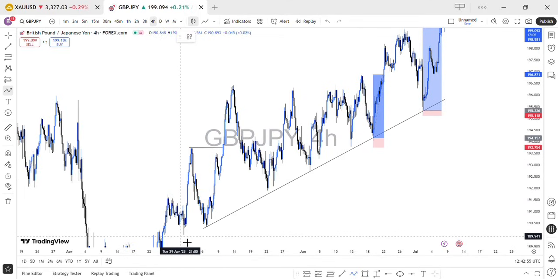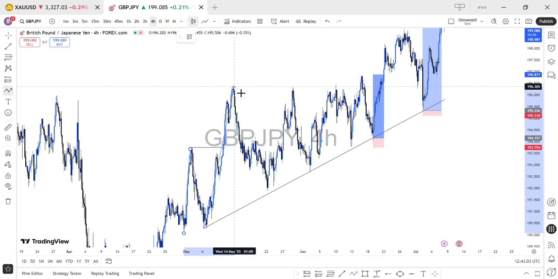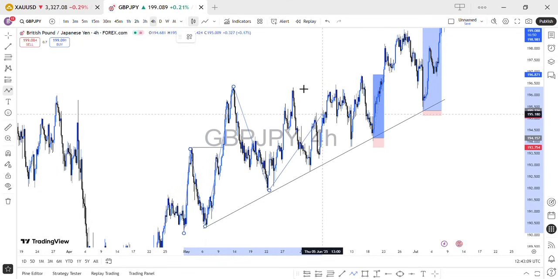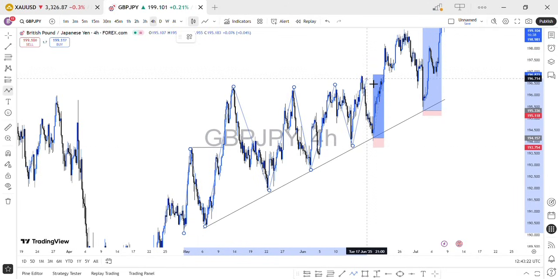This is a low, this is a high, this is a low, this is a high, this is a low. What's price doing? Price is just bouncing on the trend line.